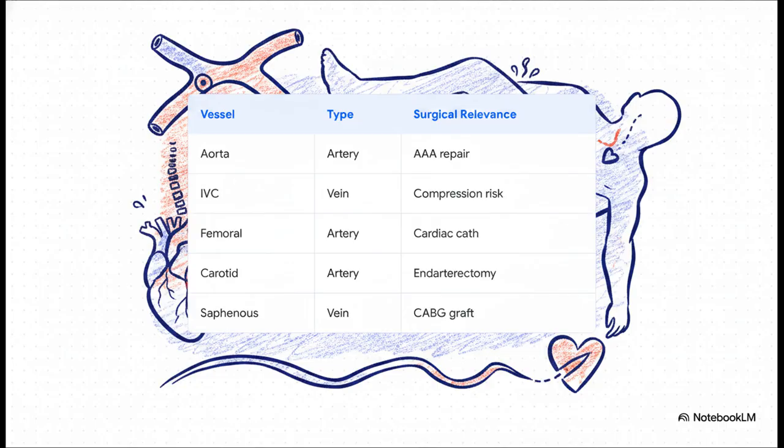Speaking of blood supply, let's connect the major blood vessels directly to their surgical relevance. The aorta, the big one, bifurcates down at the L4 vertebrae. That is a massive landmark for AAA, or abdominal aortic aneurysm repairs. The inferior vena cava, it's a large vein that's actually at really high risk for compression when a patient is flipped into a prone position. Then there's the femoral artery, which is your main access point for cardiac caths and endovascular cases. Up in the neck, the carotid arteries are exactly where you'll be for a carotid endarterectomy. And we can't forget the saphenous vein. It's the longest vein in the body and is constantly harvested for CABG grafts.